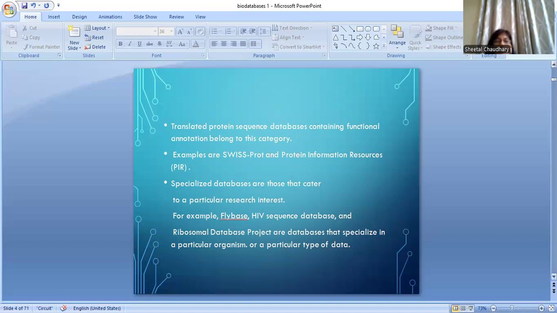Specialized databases are those that cater to a particular research interest. For example, FlyBase, which consists of the information about the flies, HIV sequence database, which consists of information about the HIV sequence, and the Ribosomal Database Project, are databases that specialize in a particular organism or a particular type of data.